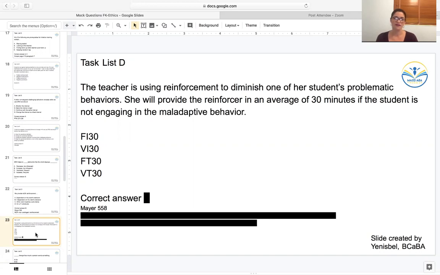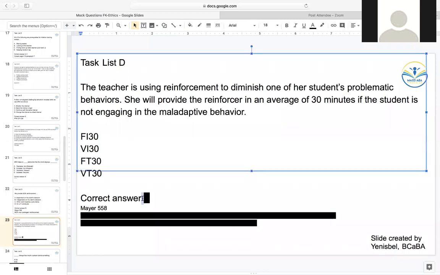Is it fixed time? I think it's VI 30. It's not fixed time, because it says average. It doesn't say every. It's variable interval, an average. So it's B.